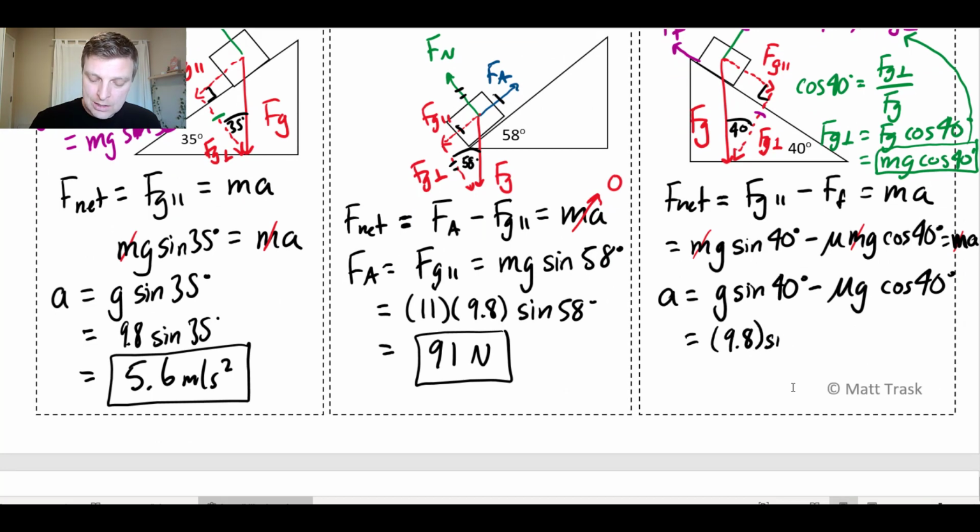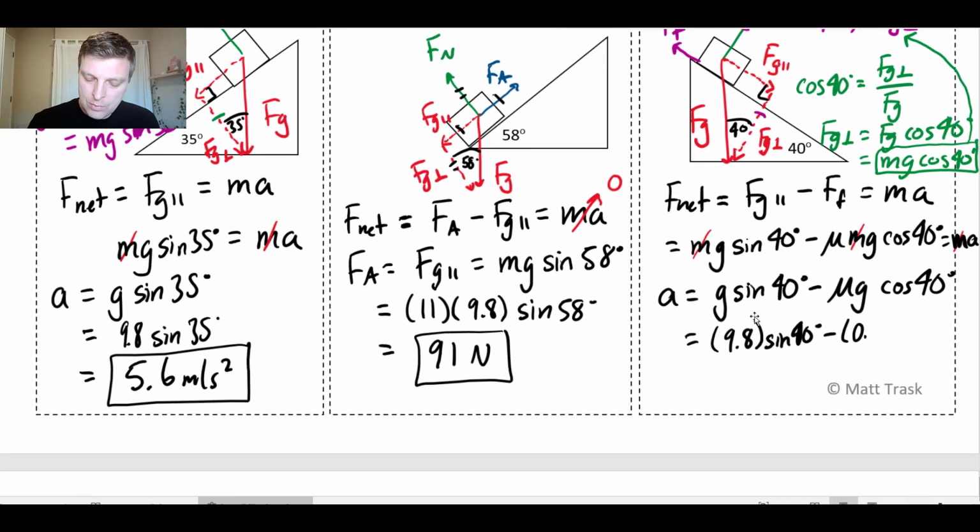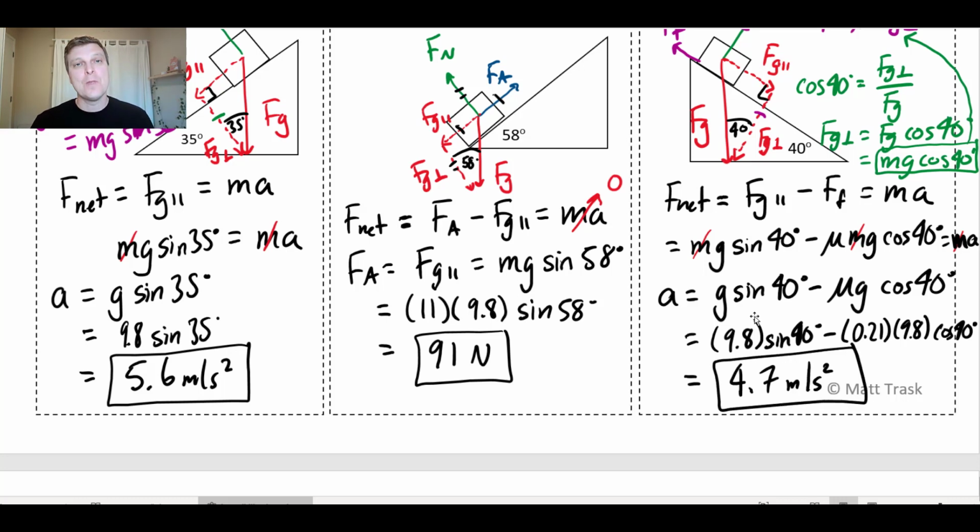So 9.8 times the sine of 40 degrees minus, and my coefficient of friction is 0.21, so 0.21 times 9.8 times the cosine of 40 degrees. Whew. If you put that all in your calculator and you don't make any mistakes, I think you should end up with about 4.7 meters per second squared. And that is our answer.